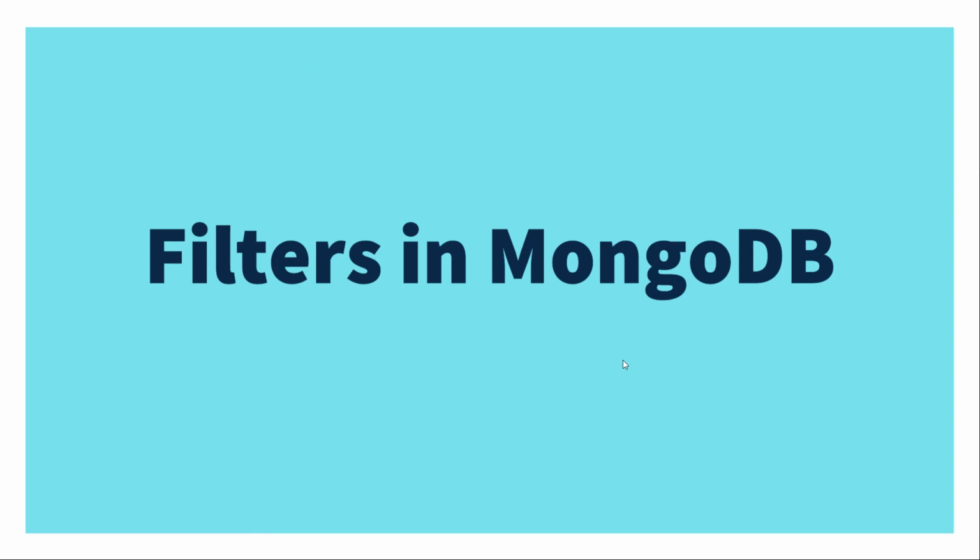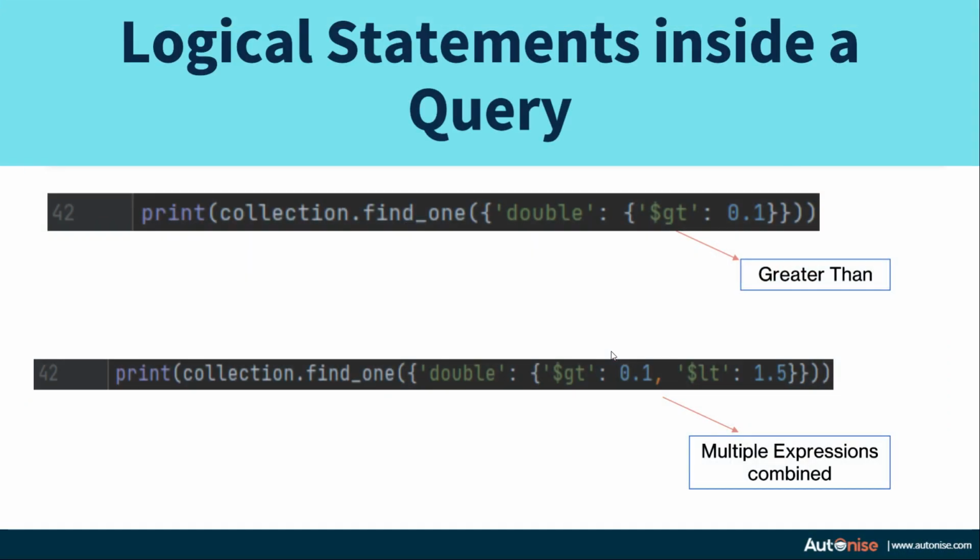There are many filters you can apply in MongoDB in the search query. Let's have a look at a few of them. Let's say you want to find a document inside a collection which has the key double, which should have the value greater than 0.1. You can specify commands like $gt, which stands for greater than, and you can specify the value as well. You can have a look at the different kinds of commands or expressions inside the MongoDB documentation.